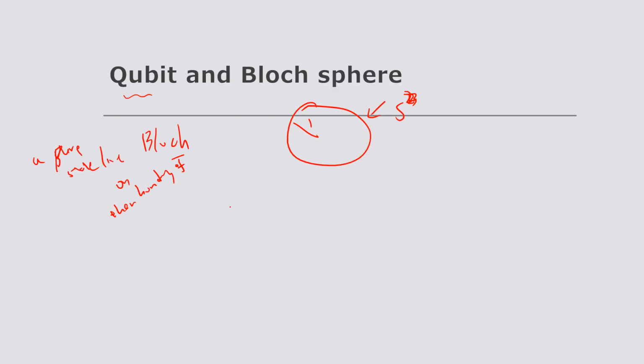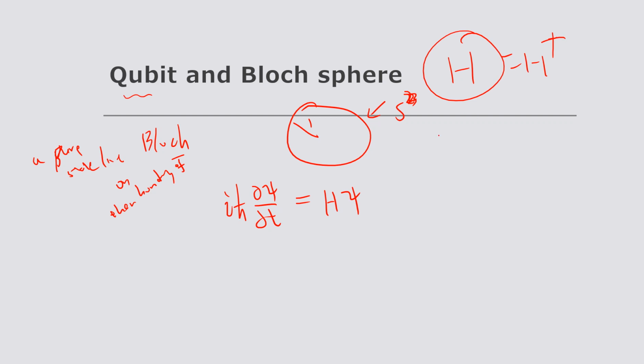Okay, and another thing is the dynamics, right? For pure states, everyone knows about the Schrödinger equation. So basically, quantum mechanics is very simple, right? There's a thing called the Hamiltonian. The Hamiltonian is another Hermitian matrix, right? And its eigenvalue is just the energy.